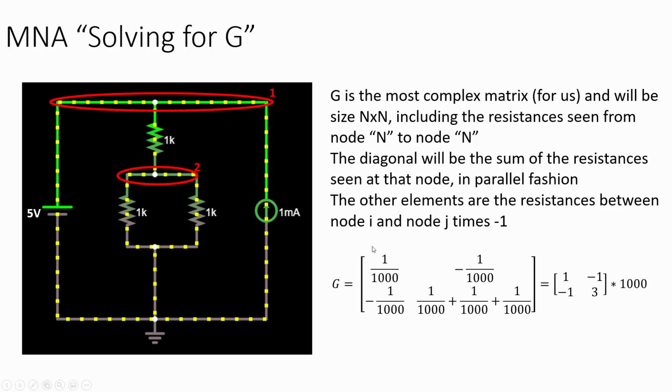Then when you're looking at just node 2, you need to have the sum of the 3 parallel resistors. So 1 over 1,000 plus 1 over 1,000 plus 1 over 1,000. And that's what goes here. And you can see that right here.